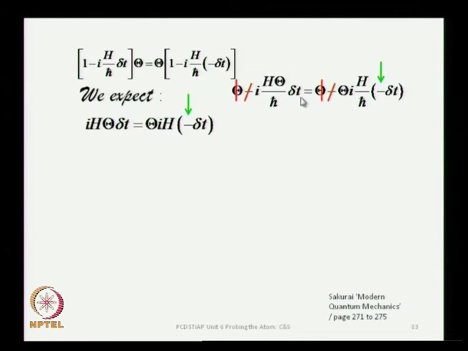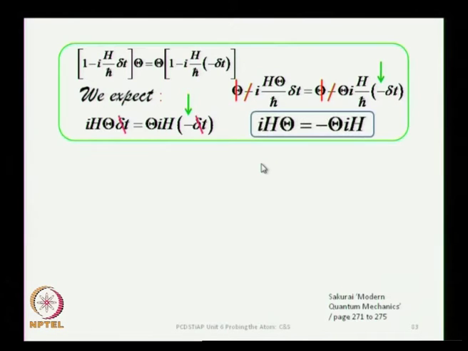So, now cancel these two thetas, cancel these two minus signs. So, that gives you i H theta delta t equal to theta i H minus delta t, there is a minus sign over here, right. Now, get rid of the delta t's and you get i H theta equal to minus theta i H, and I could have cancelled i on both sides, but I have not done it deliberately. Okay. And that is what I had cautioned earlier, that do not tamper with the order of i.